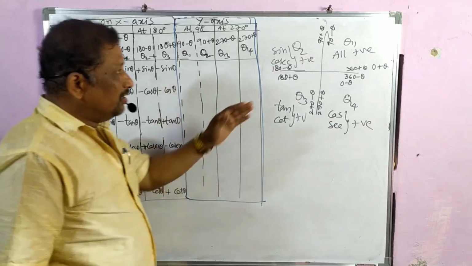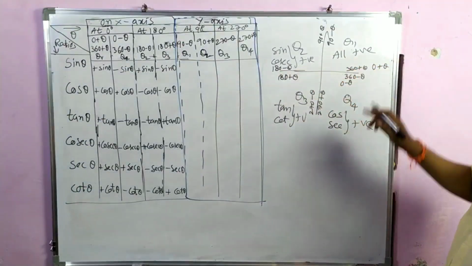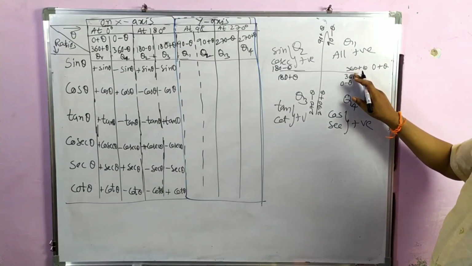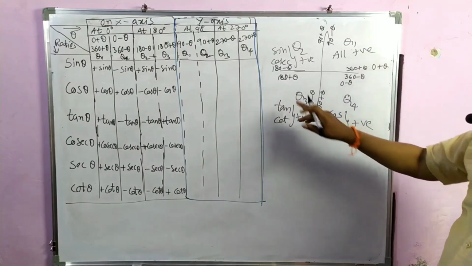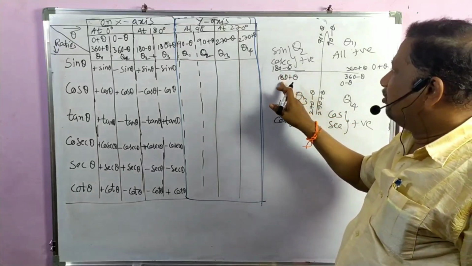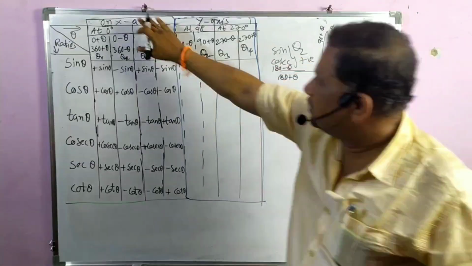So whenever it operates on the x-axis, the ratio does not change. What are the operations on the x-axis? 360 plus theta, 0 plus theta, 360 minus theta, 0 minus theta, and 180 minus theta, 180 plus theta. These are the operations on the x-axis. So operations on the x-axis are over.